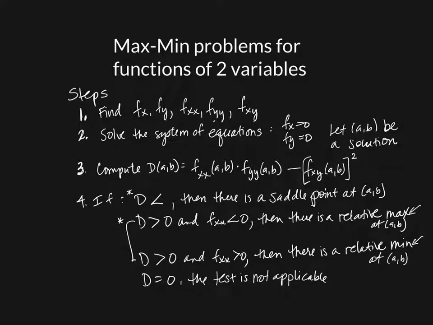So the steps for finding the relative maximum, relative minimum, and saddle points of a function of two variables are the following. The first step is we need to find the first partials and then three of the four second partials. So we need to find the first partials, f sub x and f sub y, the partial with respect to x and the partial with respect to y, and then these three partials: the second partial with respect to x, the second partial with respect to y, and the mixed second partial, the partial with respect to x and then y.